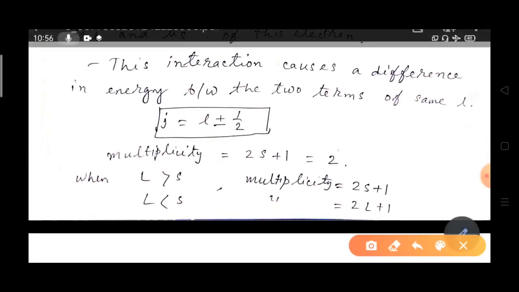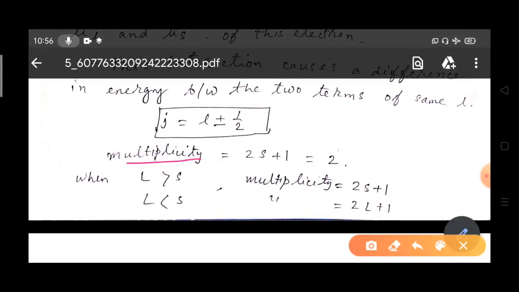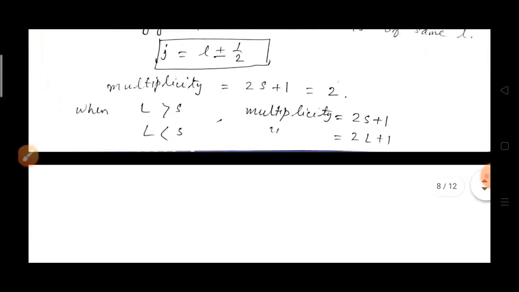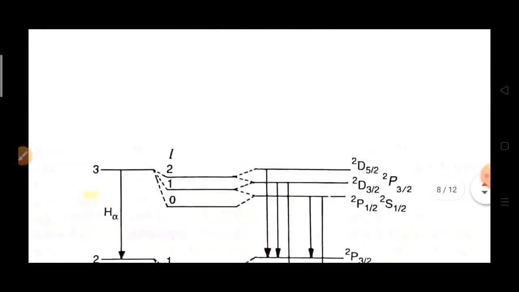So now the multiplicity is 2S plus 1. Also, if you remember, if L is greater than S, then the multiplicity is 2S plus 1. If L is less than S, then the multiplicity is given by 2 into the lower value plus 1, the lower value being L.